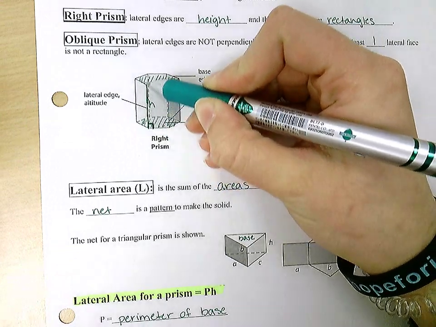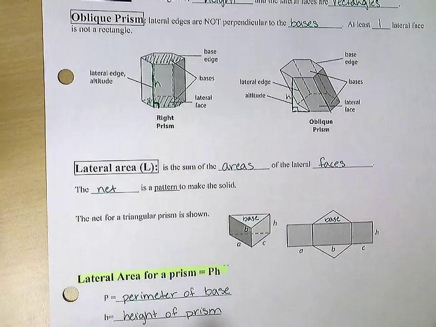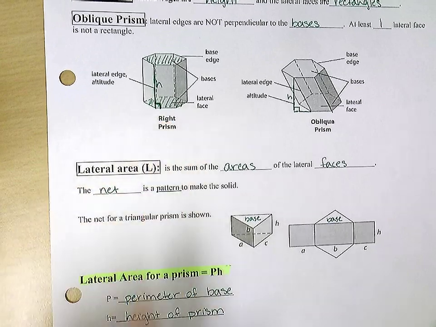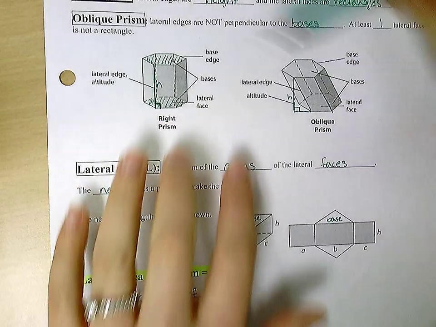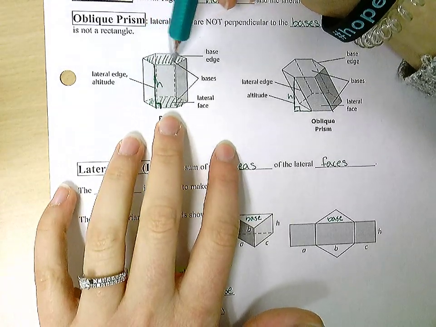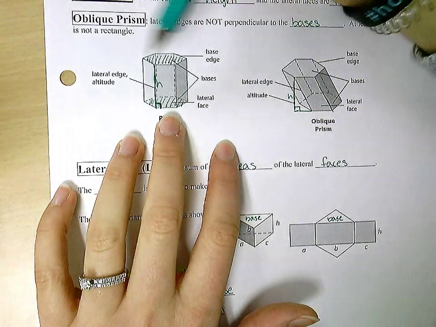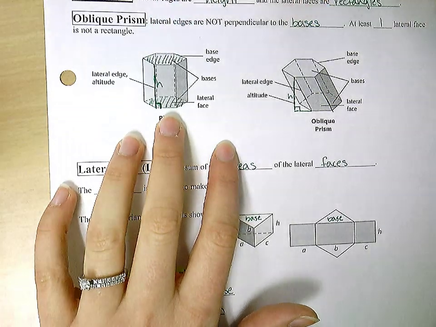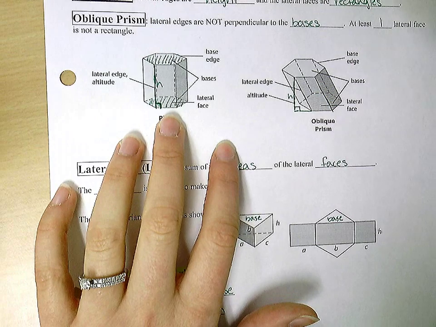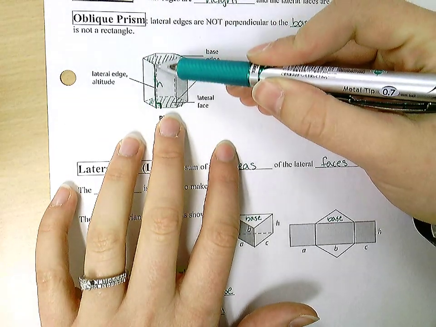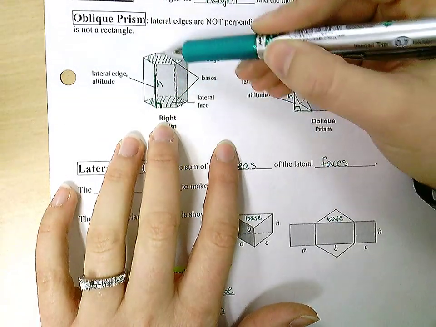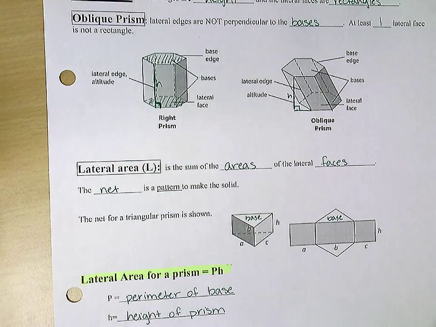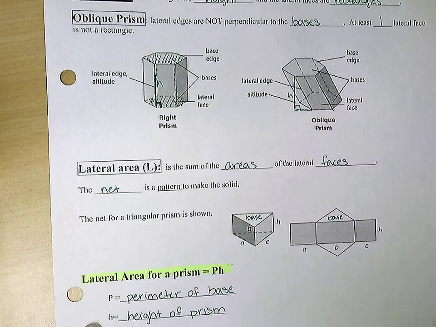It's that perpendicular distance. Now, if I was trying to find the lateral area of this prism, I would need to find the perimeter of this hexagon. So I'd have to add up all those 6 sides. That would be P, and then multiply it by the height of the prism, not the height of the hexagon. Those are 2 separate things. Does that make sense? All right.